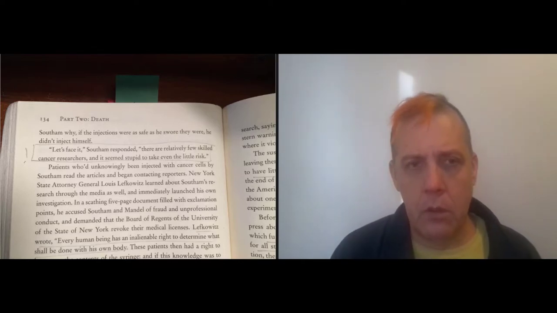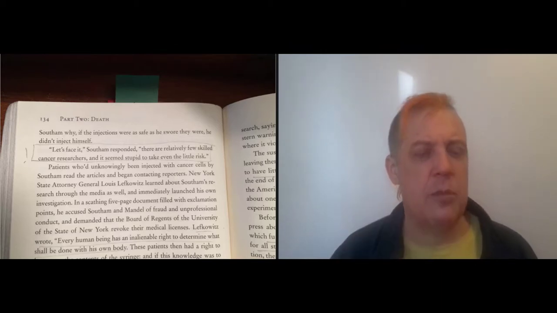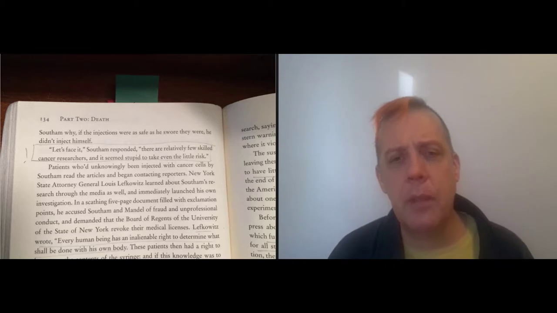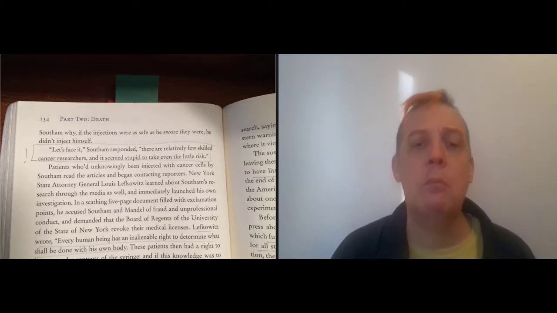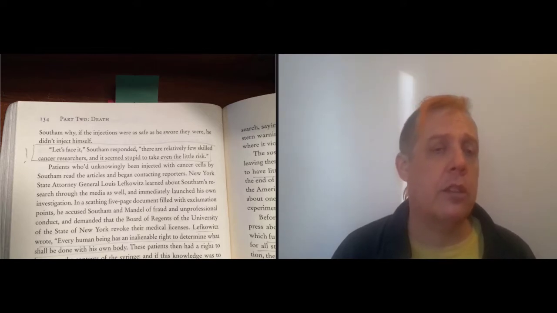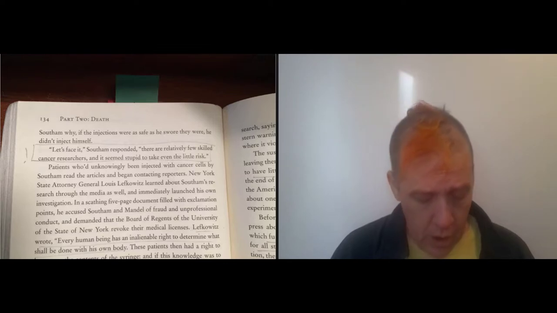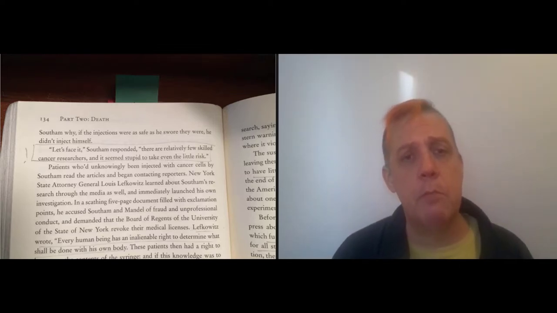So he isn't willing to take this risk himself, and he's doing it because he thinks himself to be more valuable than his patients. And he is more valuable, he says, because he is a skilled cancer researcher. He is a doctor. These other people are mere prisoners. So part of the premise of what he's doing seems to be that he's better than other people.